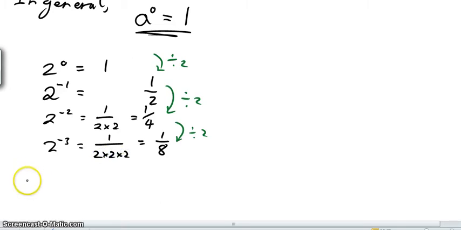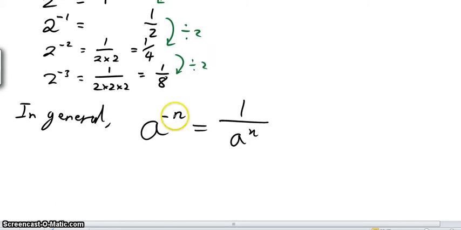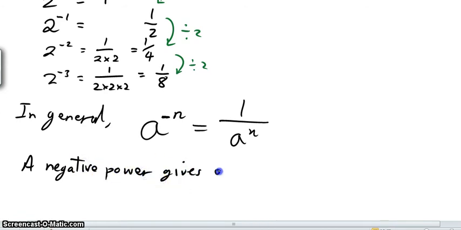Again, if we generalize, take the number into a general form called algebra, if we have any number a to the power of minus n, we're going to end up with 1 over a to the n. And that's an interesting result, that we start with a negative power, but we don't end up with a negative answer. So a negative power, or a negative index, gives a fraction.